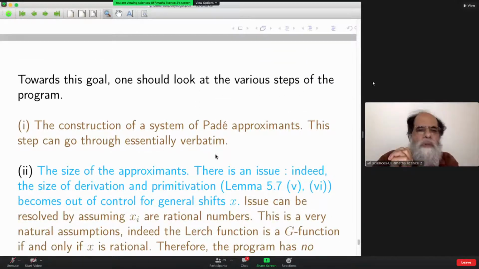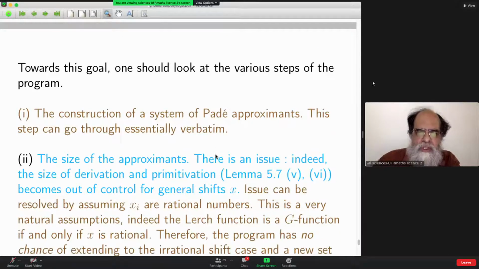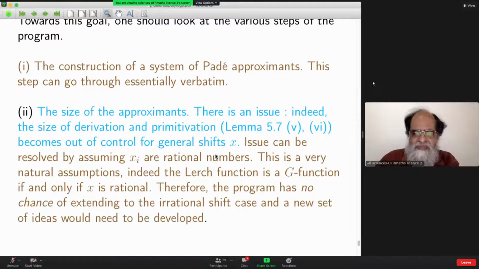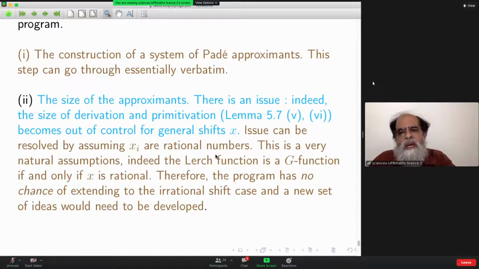Size approximation. This is an issue because if the shift becomes irrational, your large function is not a G function anymore. So in fact, you have no chance of having a good quality approximation. So if you want to have a good quality approximation, if you want to use this kind of method, you need to assume that the xi's are rational numbers. Otherwise it's a different set of ideas that need to be developed. So X to be rational is a necessary hypothesis for this approach.